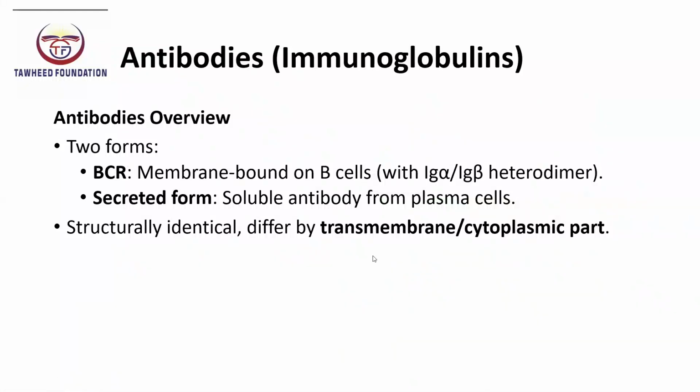Antibodies, also known as immunoglobulins, are the effector molecules of humoral immunity. They are proteins produced by B cells and plasma cells in response to antigens, and they function to recognize and neutralize foreign substances such as bacteria, viruses, and toxins. Antibodies exist in two distinct forms.